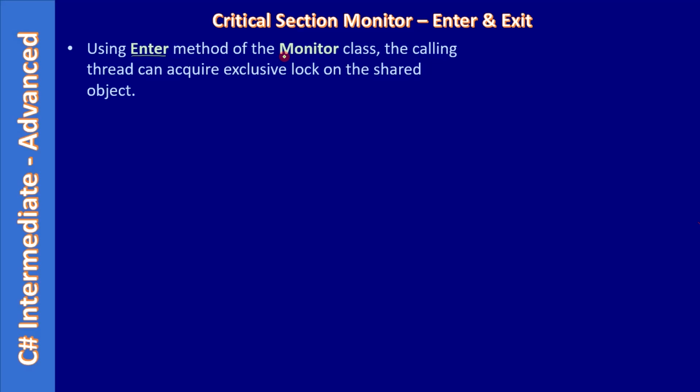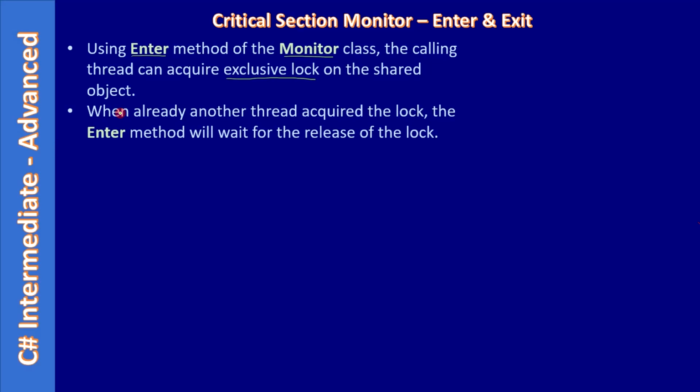Using the Enter method of the Monitor class, the calling thread can acquire an exclusive lock on the shared object. So if there are multiple threads and an object is shared between all of them, then synchronization can be performed using locks. When another thread has already acquired the lock, the Enter method will wait for the release of the lock. That means if you call Enter from a next thread, say for example one thread already acquired a lock and there is one more thread T2 trying to acquire the lock using the Enter method, then the method will wait for the release of the lock by T1.